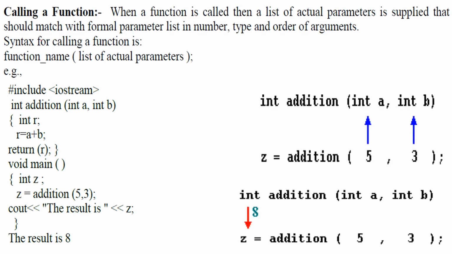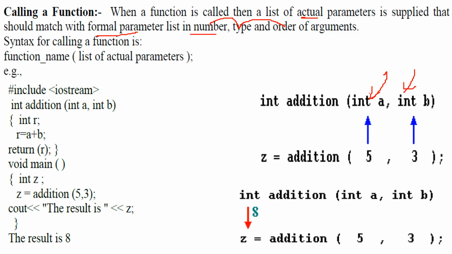Then how do we call a function? Whenever we call a function, we have to provide actual parameters. That is, we send the actual parameters, and they should match the formal parameters which you have given in the prototype, or the formal parameter list, in number, type and arguments. So the number, type and arguments of the formal parameters should match the actual parameters. I'll tell you what formals and actuals are.